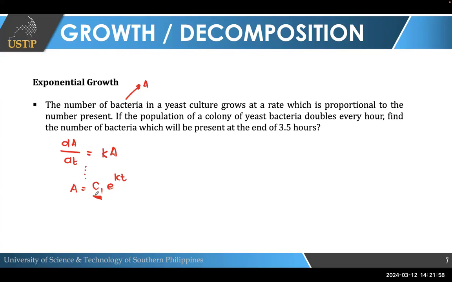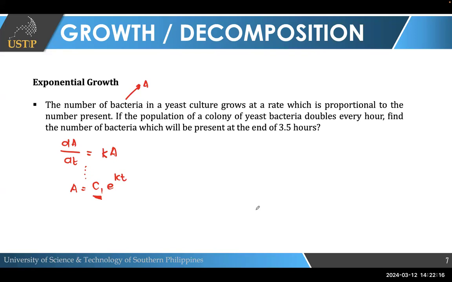At time is equal to 0. So, let's look at what is given. If the population of a colony of yeast bacteria doubles every hour, find the number of bacteria which will be present at the end of 3.5 hours. If you look at the problem, class, it seems incomplete. There are no values. But we have no problem with that.